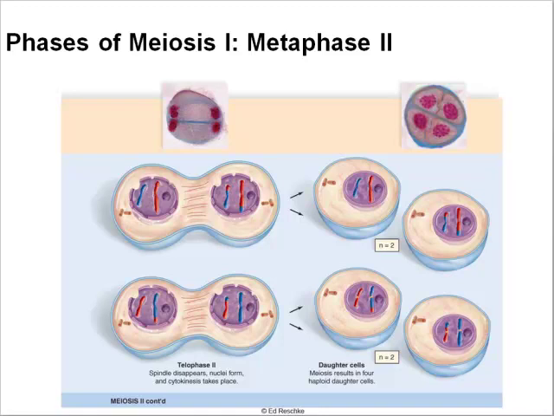We notice that in telophase 2, the nuclear envelope is reforming, cytokinesis occurs, and we end up with 1, 2, 3, 4 daughter cells at the end of this process.